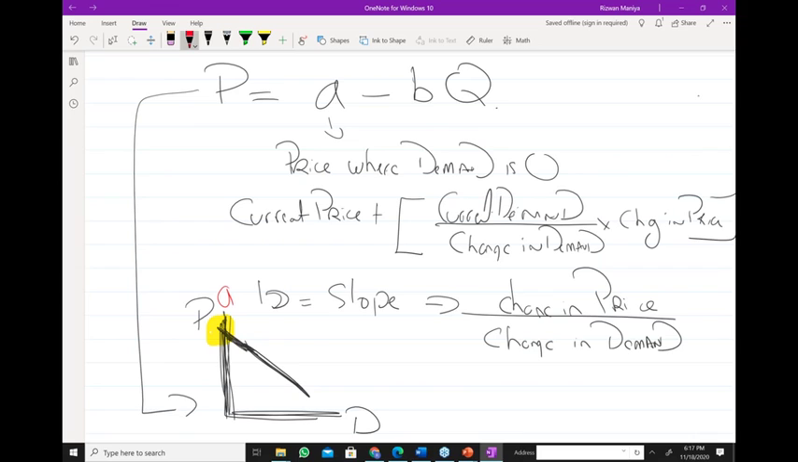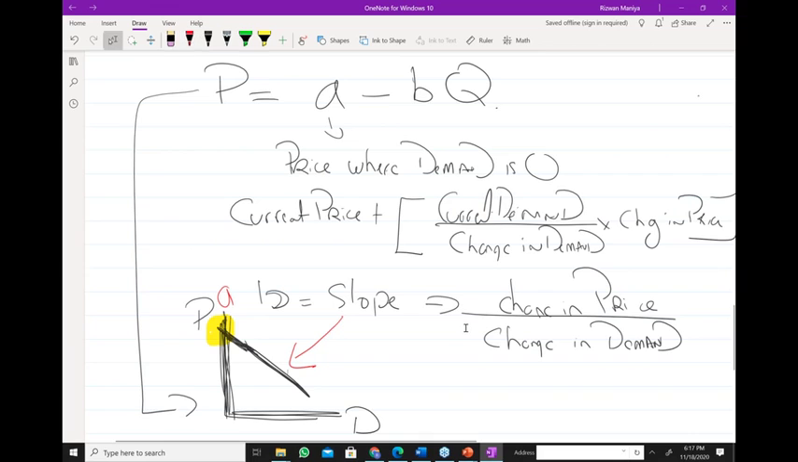So this is A, the price where demand is 0. And what is slope? This is the slope. The inward trend of the line is the slope, okay? So this is the demand curve, and the equation that you are seeing above is dependent on this graph. I hope this is clear.